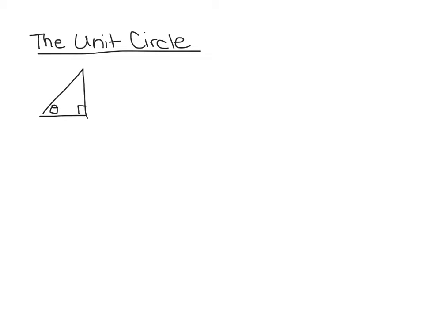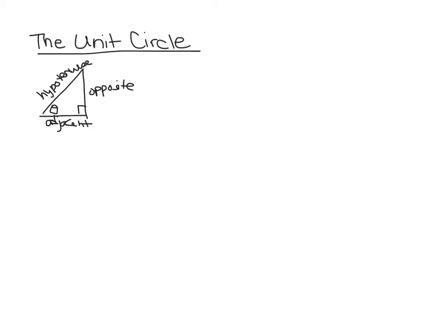Keep in mind that the side that's closest to theta is what we call the adjacent side. We call it adjacent because it's right next to theta. That's what adjacent means. It means right next to something. The side that's opposite of theta, the one that's further away, is what we call the opposite side. And the long one is our hypotenuse.